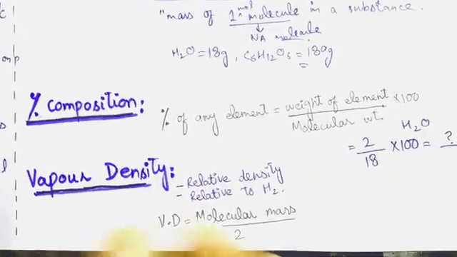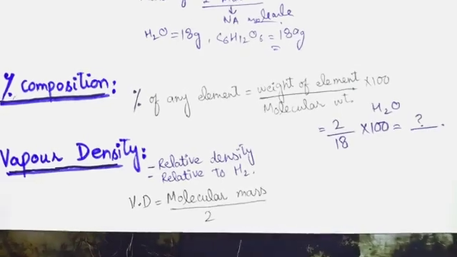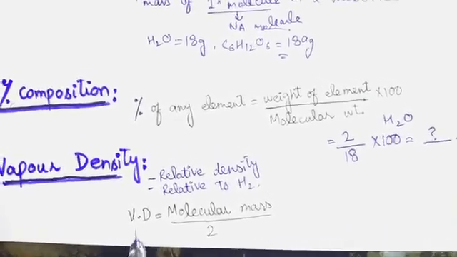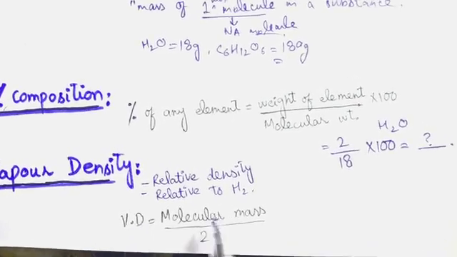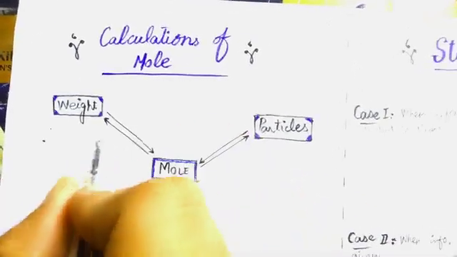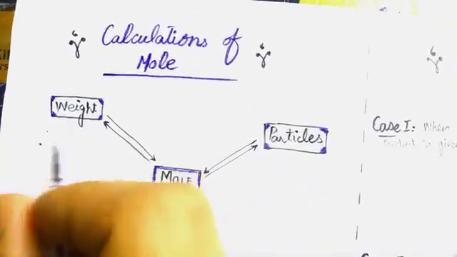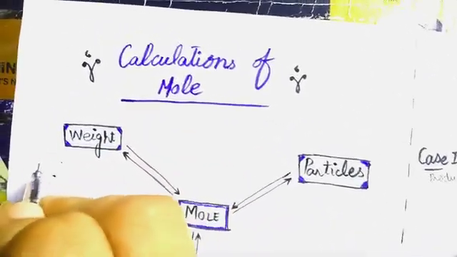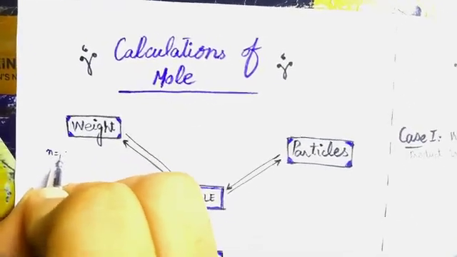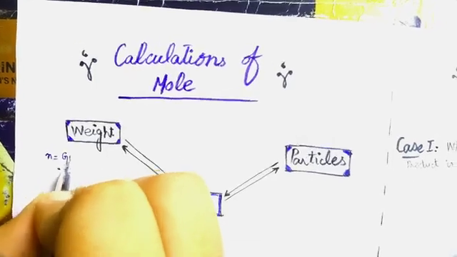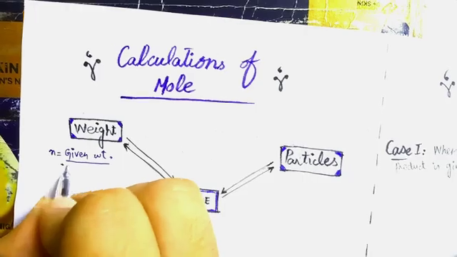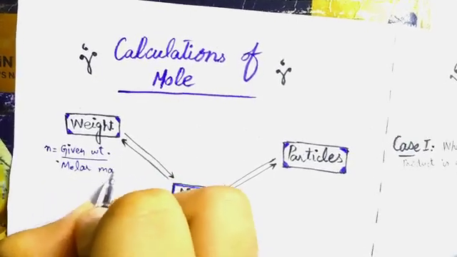And then the vapor density. Vapor density is relative density to hydrogen. Vapor density can be calculated by the molar mass of any substance divided by 2. Now we start the calculations of mole. If the weight of a substance is given, then we find mole by using the formula: number of moles is equal to given weight divided by molar mass.